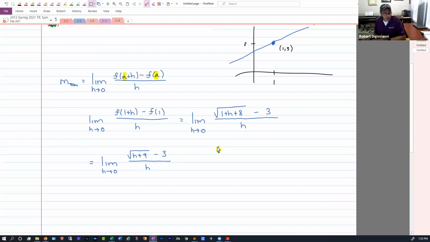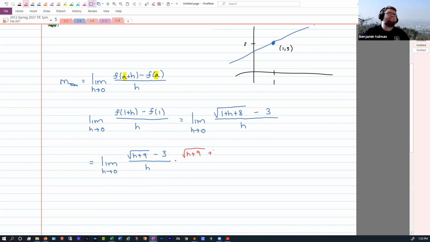All right, so here we go. At this point, if you take the limit right now, I'm not going to do it, but you will get 0 over 0. That's what would happen. So I think I heard Benjamin say conjugate. Did you say that, Benjamin? Yeah, okay, good. So we're going to do conjugate again.